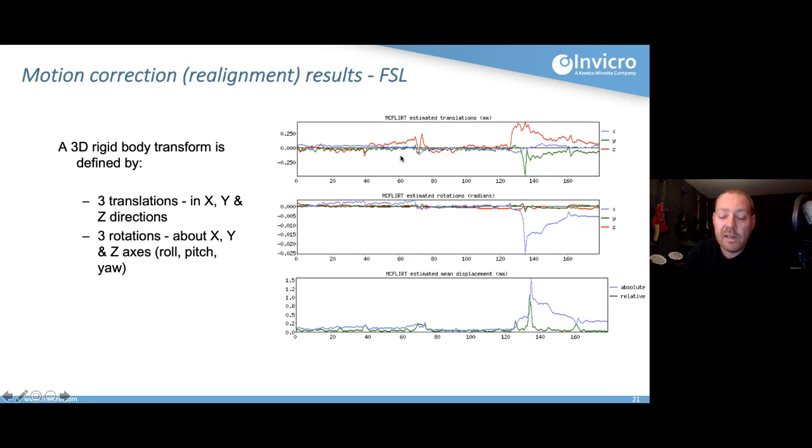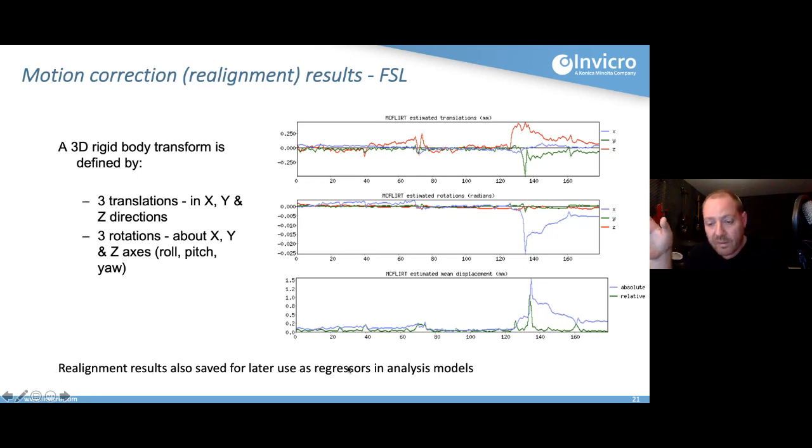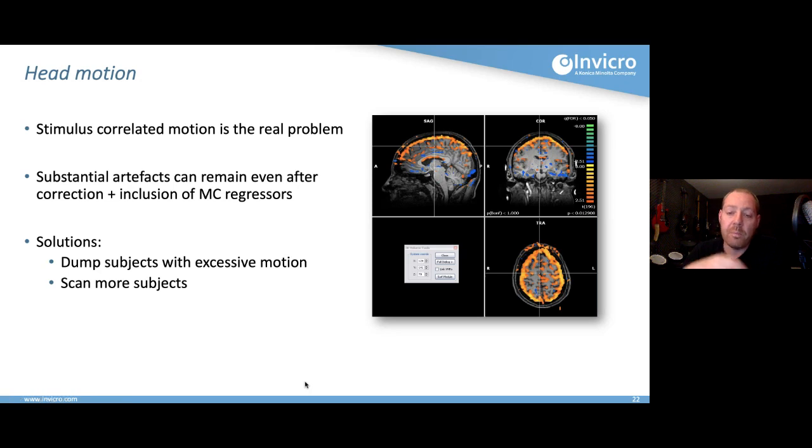So this is useful to see. You can see how much your subjects are moving. You might want to think about dropping this subject out if they have really big movement. This one subject was pretty good right up until the last couple of minutes. Maybe there was a cough or sneeze or something happened there. Who knows? And these data are also saved for you to use later as regressors in your analysis models, but I'll get onto that later. The real problem is actually stimulus correlated motion.